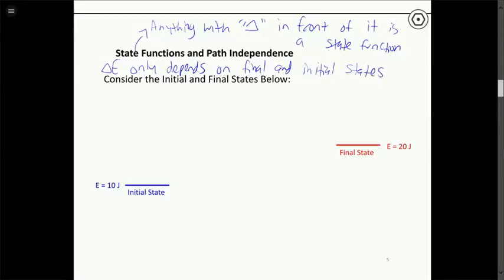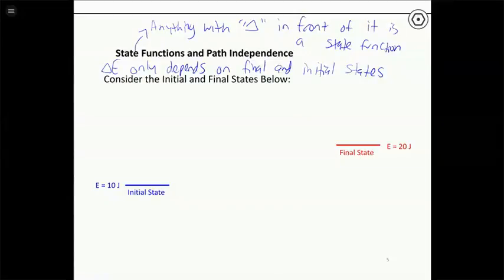And this gives rise to the idea of path independence, which is that if we're calculating delta E, we don't really care how it gets from one point to the other. All we care about is where it starts and where it ends. That is going to give us the same delta E value. There's infinite numbers of ways to get there.